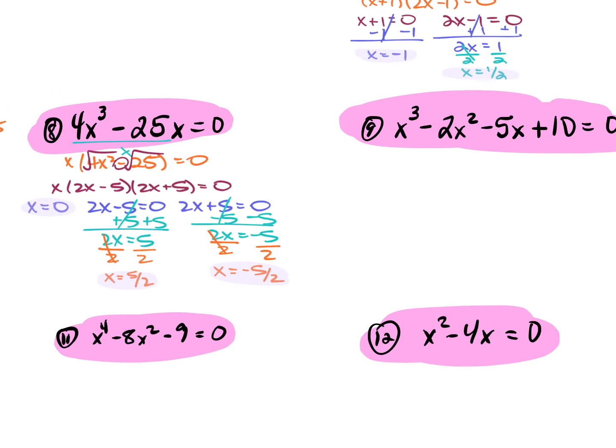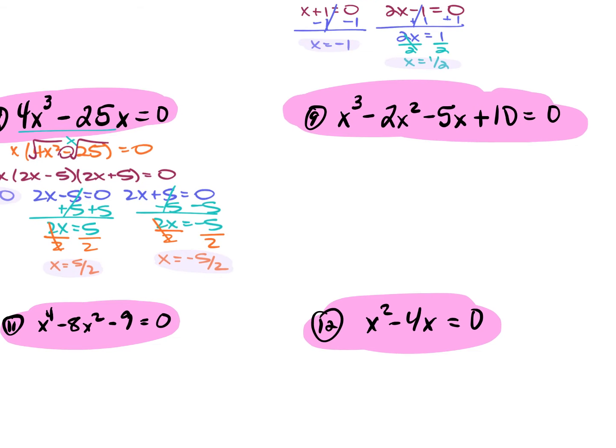For number 9, you have x cubed minus 2x squared minus 5x plus 10 is equal to 0. You have 4 terms here, so factor it by grouping. We're going to group the first 2. We're going to group the last 2. Between the x cubed minus 2x squared, what's our greatest common factor? X squared. Between the negative 5x and the 10, what's our greatest common factor? Negative 5. So this gives us x squared times x minus 2 minus 5 times x minus 2 is equal to 0.